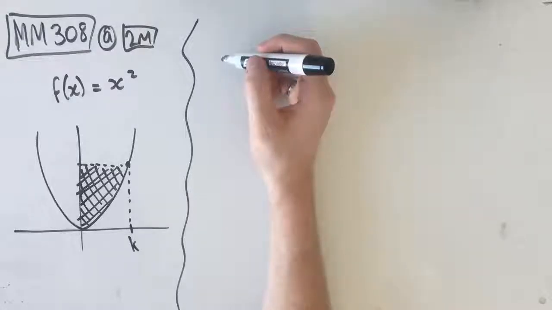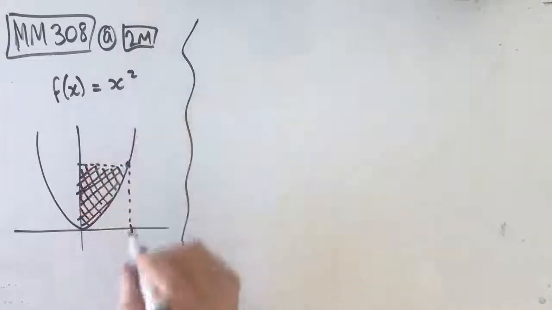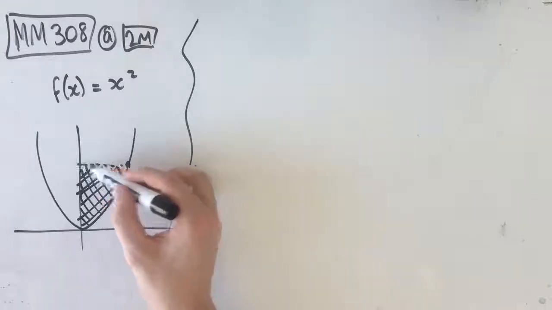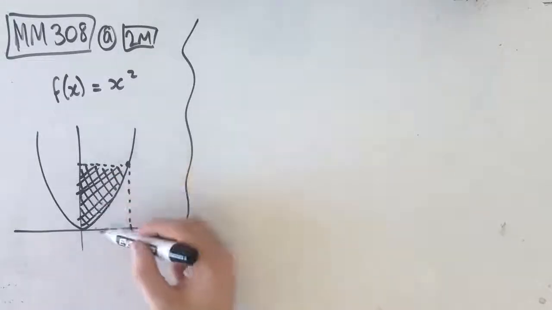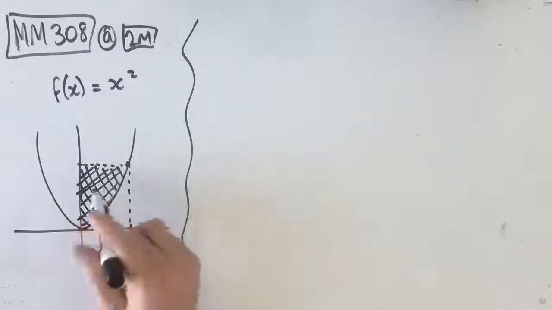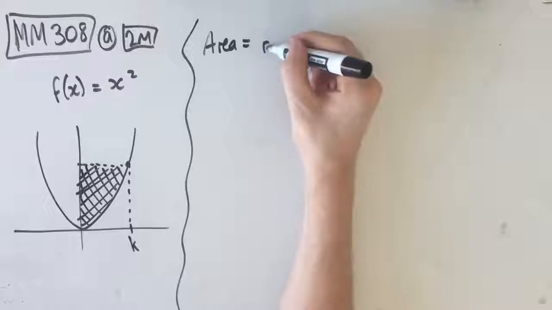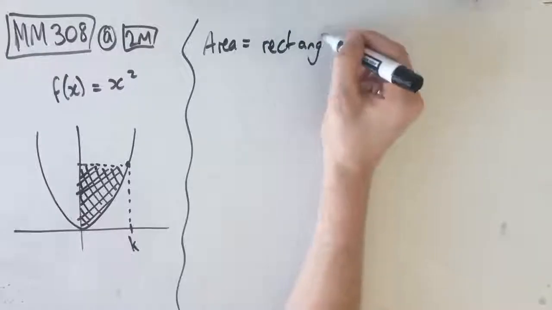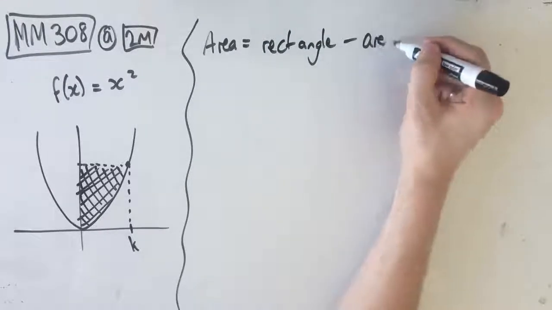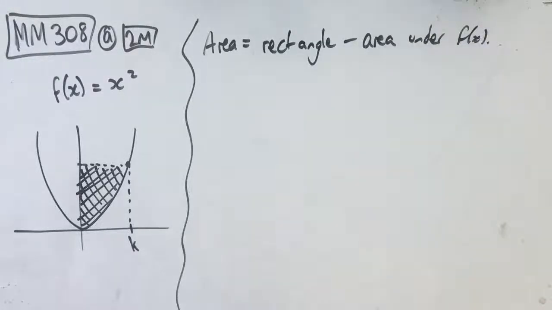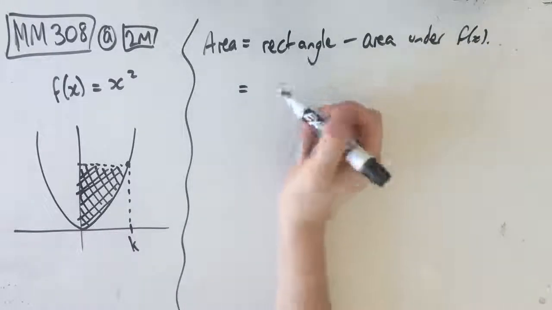So to find the area of this shaded region, the method that I'm going to do is get the total area of this rectangle here and then minus whatever's under this graph. And that's going to leave this shaded area here. So our area is equal to our rectangle minus the area under the graph, right? So the area under f of x. Awesome. So what's our rectangle?